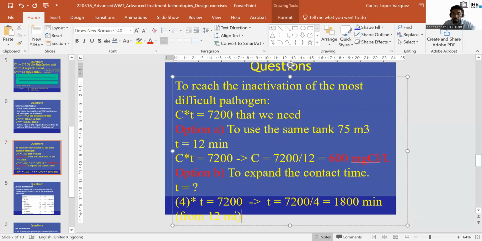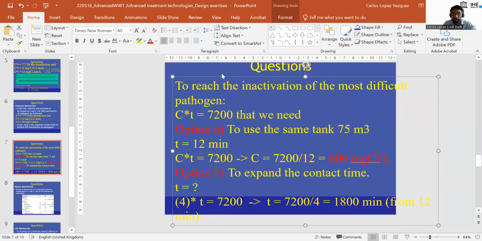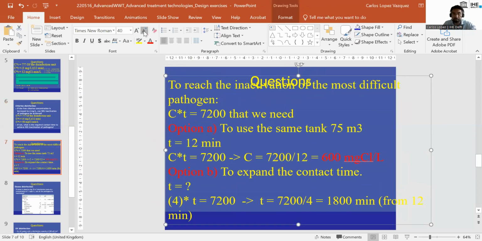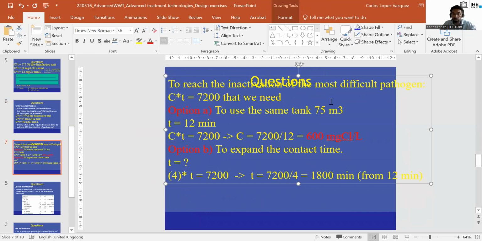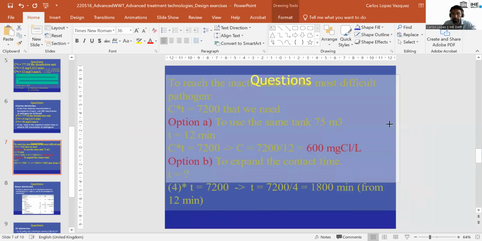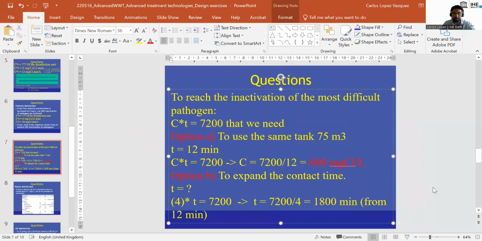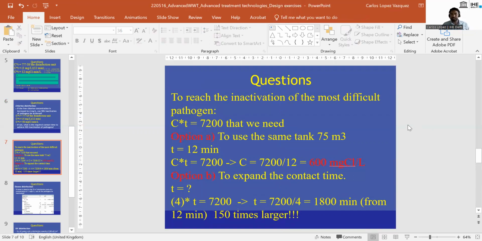to 1,800. This is a lot. The system has to increase approximately 100 times larger. That might be as large as the plant.